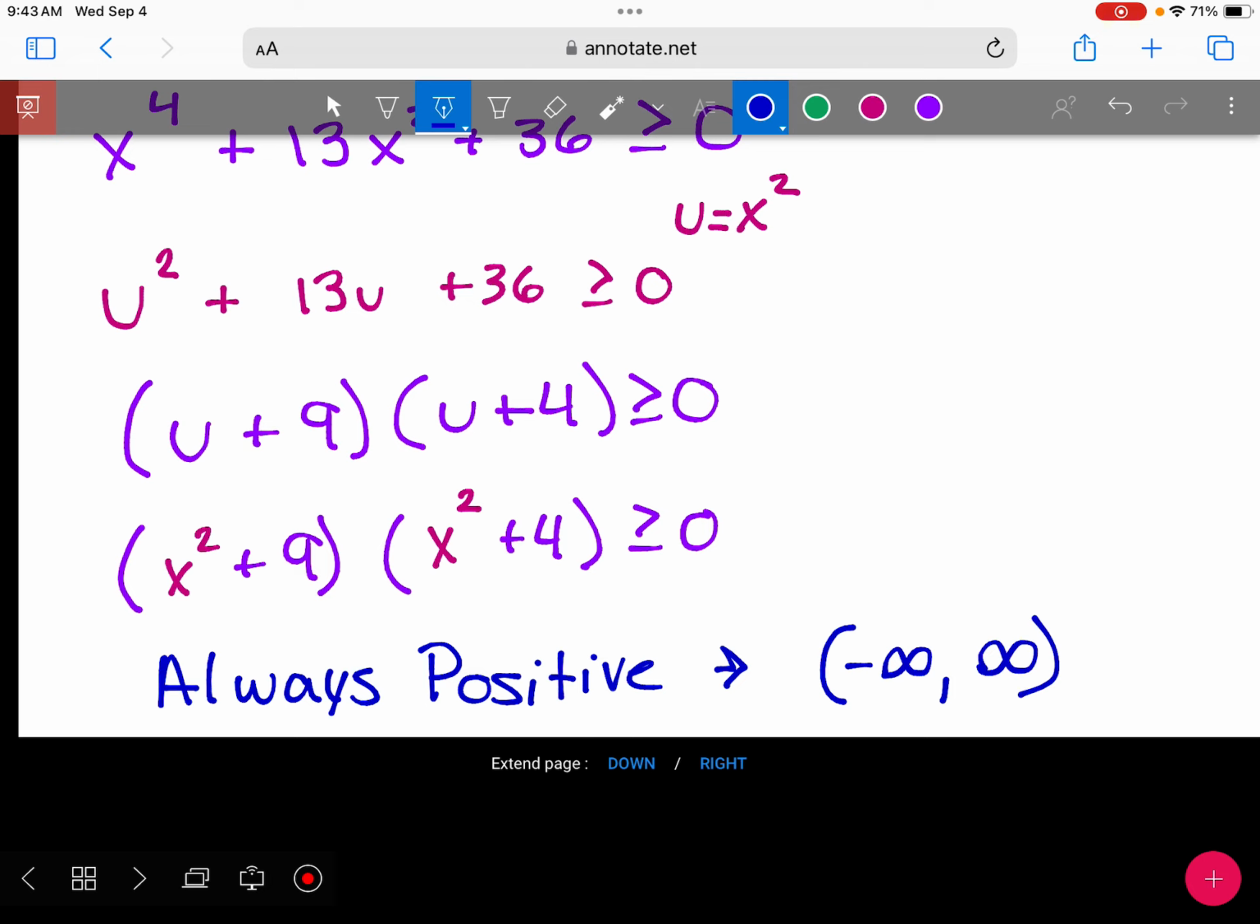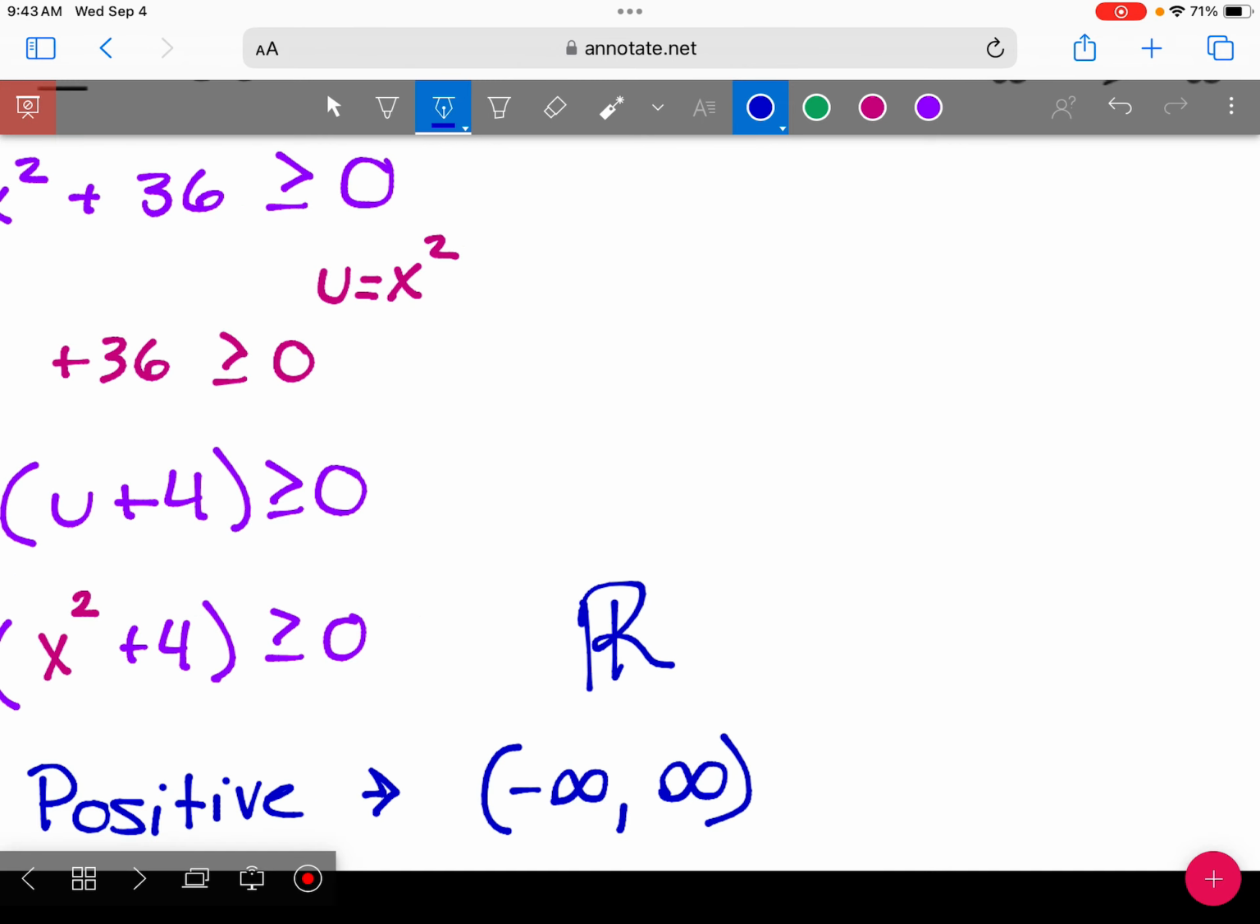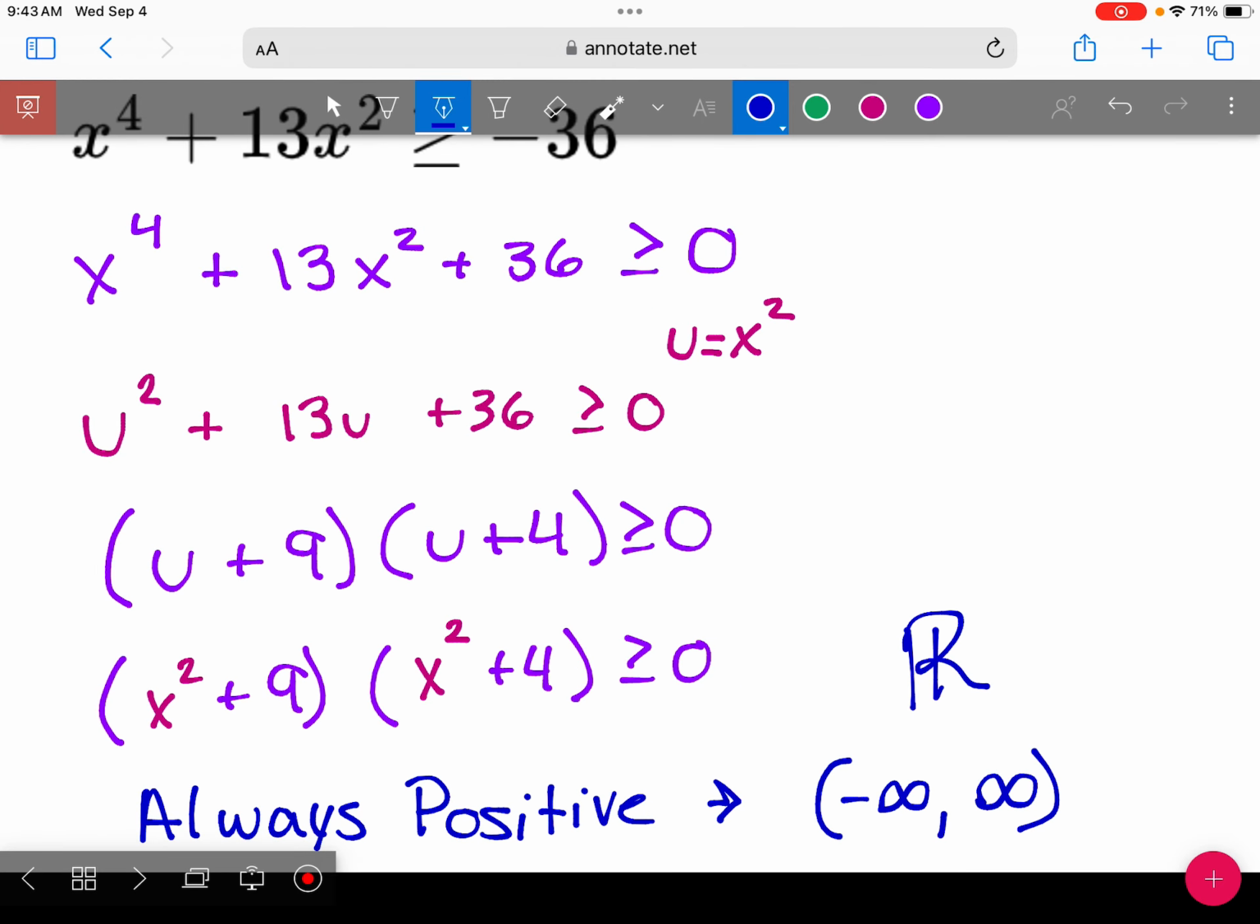How's it always positive when it goes? Oh, yeah, you could absolutely do that. Totally fine. All real numbers. I would love us to do interval notation, but I'll take all real numbers as well.